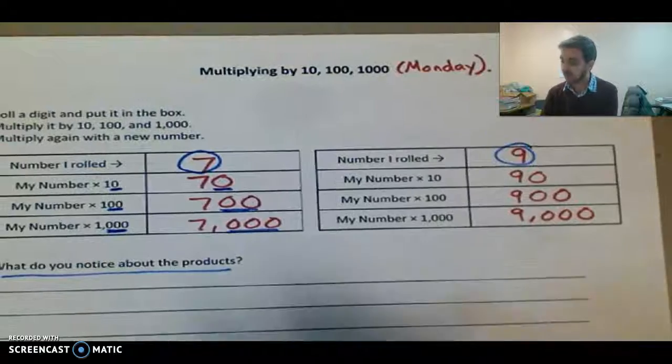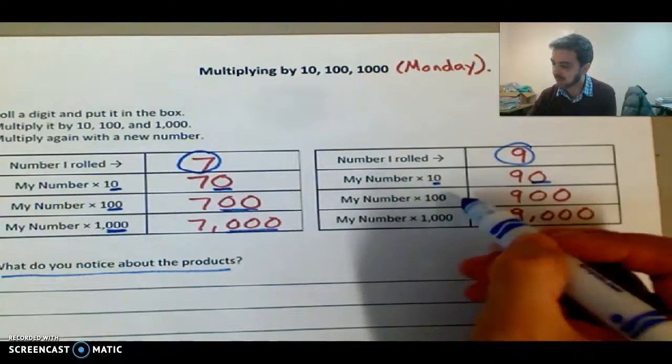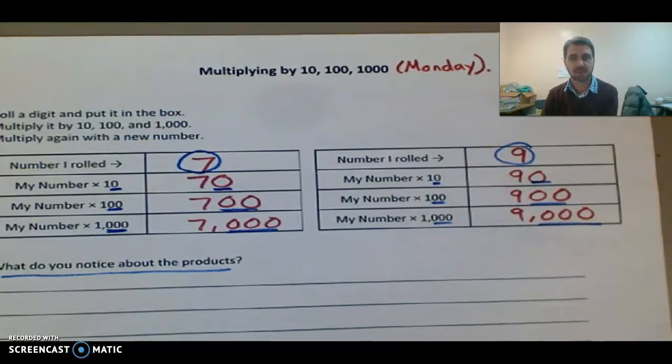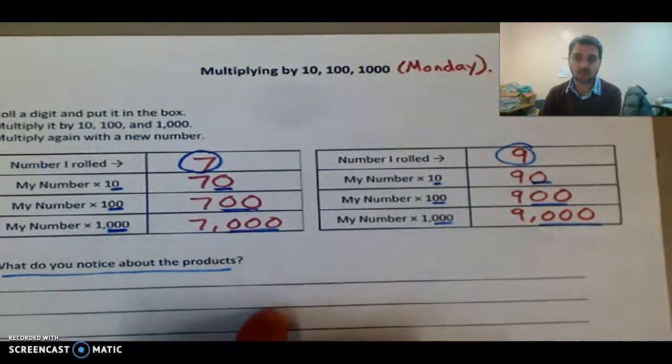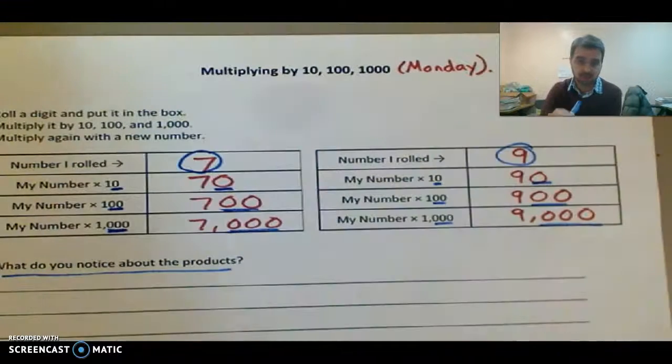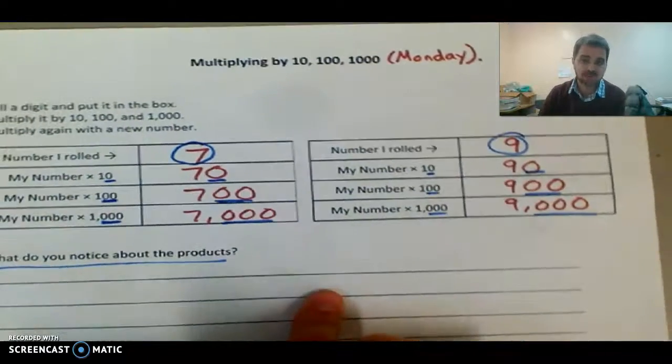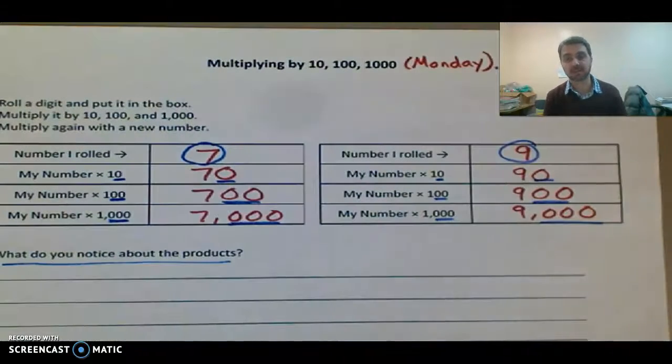That's interesting, right? Works over here too, right? 1 zero, 1 zero. 2 zeros, 2 zeros. 3 zeros, 3 zeros. Okay? So I want you to write something down right now. That means you pause the video and write about what you notice about these products. After you've done that, come back and we'll move on to the next thing.